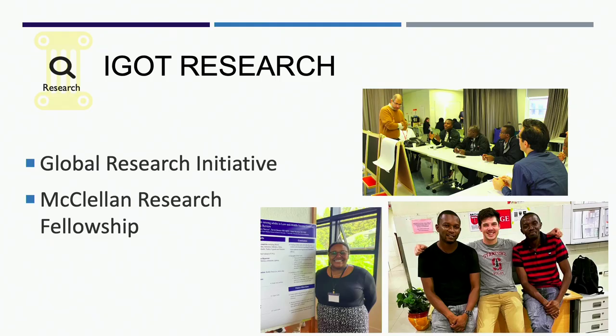Research-wise, this has really been an area of a lot of continued growth for IGOT, including our research initiative, which is helping our partner sites build research capacity and address locally relevant research questions. We also have a fellowship for medical students that continues to grow.